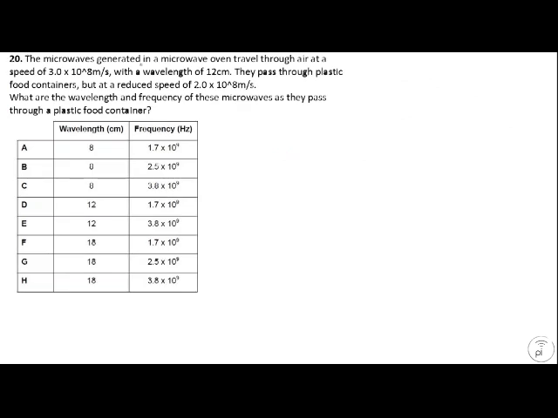20 вопрос. The microwaves generated in a microwave oven travel through air at speed this, with a wavelength this. They pass through plastic food containers but at reduced speed of this. What are the wavelengths and frequency of these microwaves as they pass through a plastic food container? Since their frequency does not change, we should find firstly the frequency.